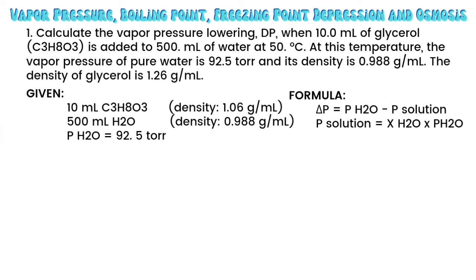Listed on the screen are the following given information for us to solve for the vapor pressure lowering. In order to solve for the final answer, the formula that we should be using is that P sub solution is equal to the product of X sub H2O times P sub H2O. But first, we need to calculate the moles of glycerol and water.